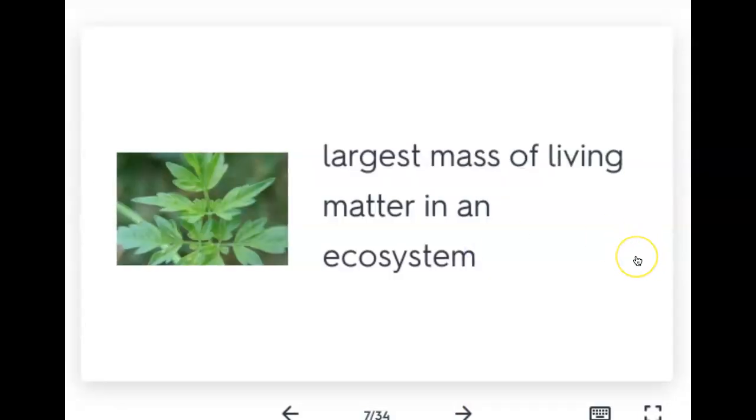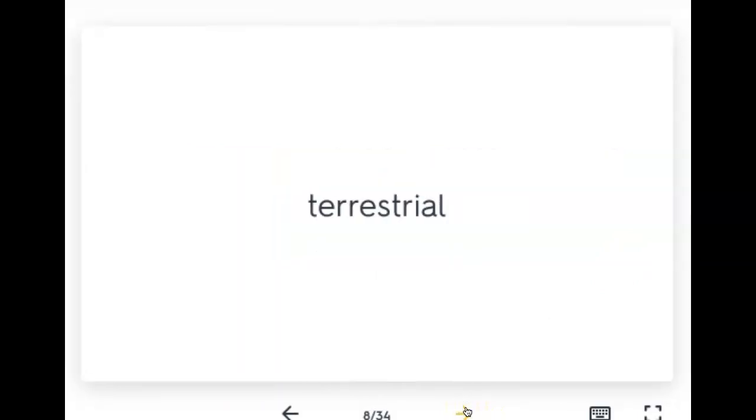Producers are going to be autotrophs, and those are the things that generally are going to go through photosynthesis and produce their own food, and that's going to be the largest mass of living matter in the ecosystem. So if we were to look at your trophic level pyramids, they would be at the bottom. It would be the largest section, the base of the pyramid.